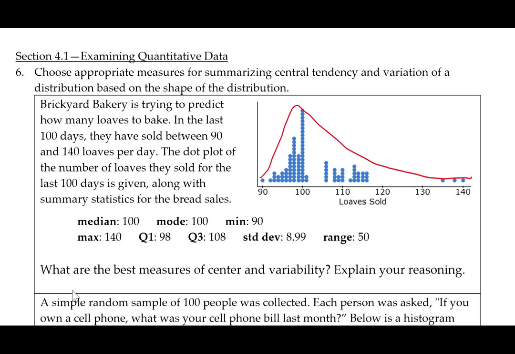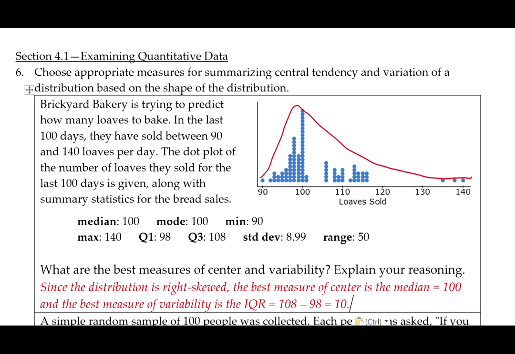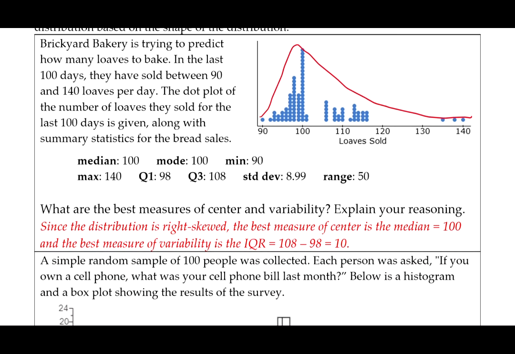So therefore, the best measures of center and variability are going to be the median, which is 100, given in the summary statistics above, and the best measure of variability is the IQR, which is computed by subtracting Q3 minus Q1. Q3 is given as 108, Q1 is given as 98, and so the best measure of variability is the IQR, which is 10. Here's another example.